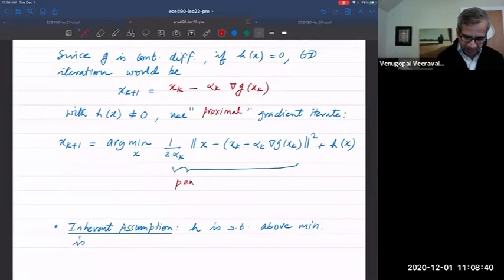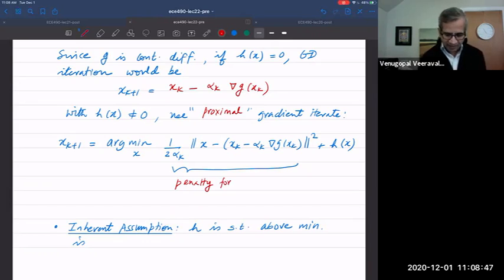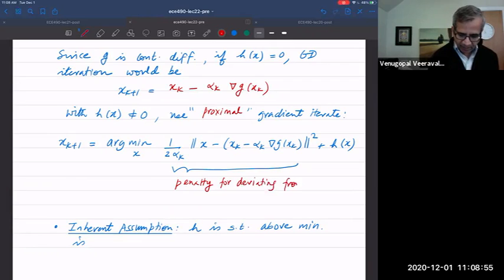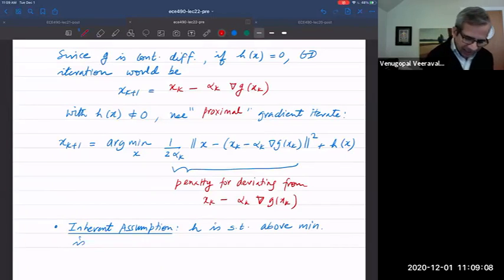So this is the penalty. It's a quadratic penalty, similar to the penalty methods we've studied previously in the course. So there's a penalty for deviating from the gradient iterate xk minus alpha k gradient of g of x. Okay. Now there's a scaling, and that scaling actually turns out to be important. We'll see why that's important when we actually use it in the iterate.